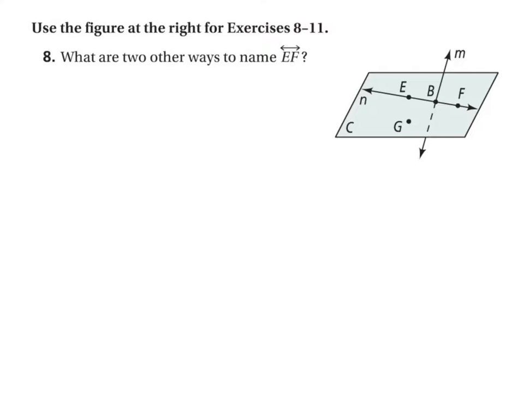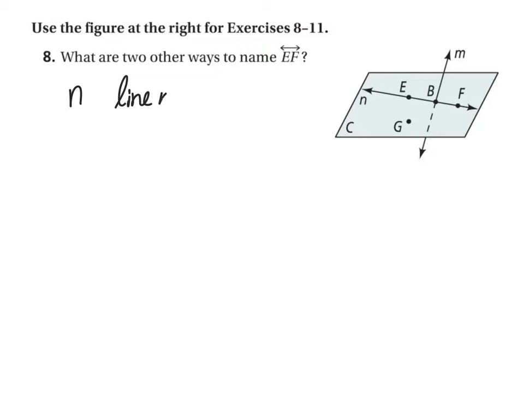Alright, well in this example, this is number 8 from your homework. It says, what are two other ways to name line EF? Line EF is this line right there. And when I look at that, I see there's a little n sitting out in front of that line. So I bet that's one way to name it. I could say line n.